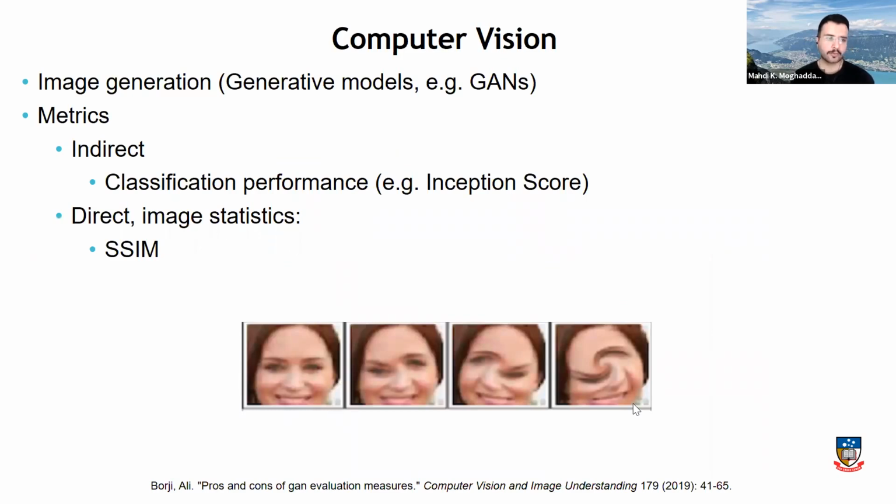I have put a categorization of direct and indirect. It might not be 100% true; this is more of my personal opinion. Indirect means that you could feed the samples that your model has generated to another model, a discriminative model like a classifier, and then you get a measure of how well that classifier performs. Of course, the problem here is that you're assuming that classifier is doing a perfect job, but most of the time that's not the case.